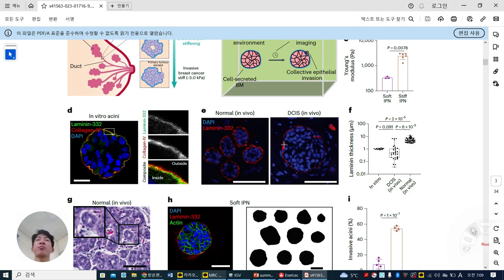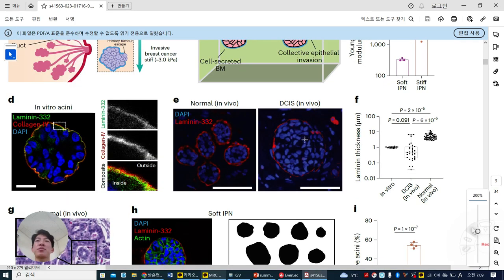they already have this basal membrane, but a certain part is very weakly expressed. So compared to this intact laminin structure, DCIS here and here have less expression. That's why they confirmed the laminin thickness. Normal is more thickened, but the DCIS cancerous region is less thickened. In vitro, it is like this. So they found out laminin basal membrane thickness is different between the normal and precancerous region.